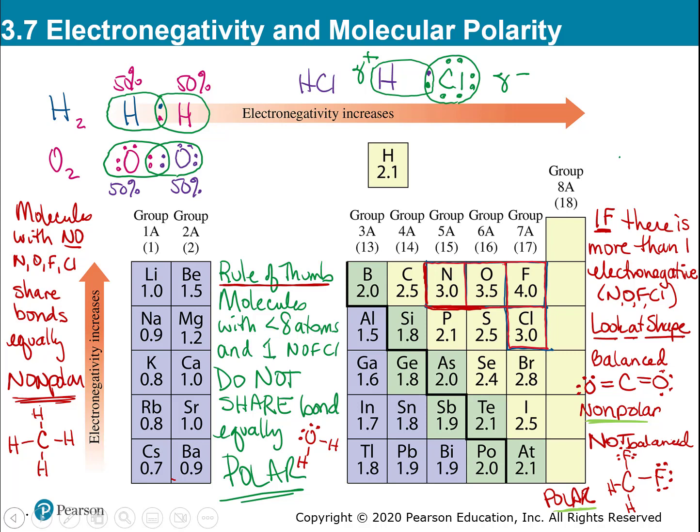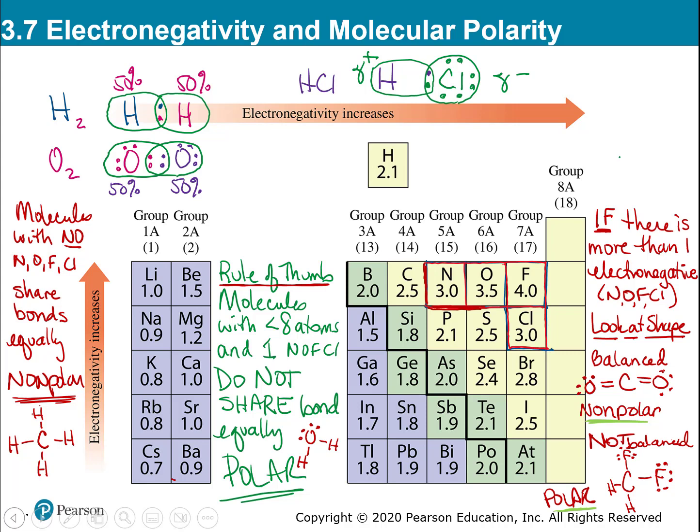But nitrogen, oxygen, fluorine, and chlorine, they are all 3 and higher. So see, nitrogen's a 3.0, oxygen's 3.5, fluorine is 4, chlorine is 3.0. None of the other ones are higher than them. So those are the ones that I say are really the big 4. And those are the ones you always look for.